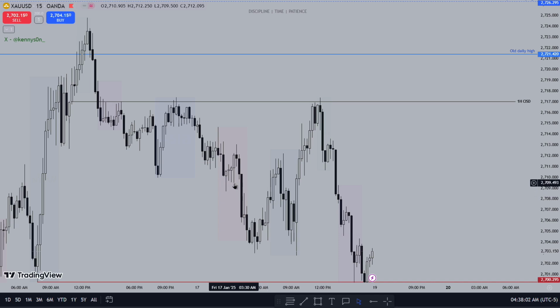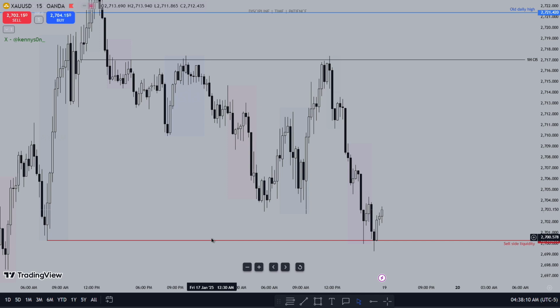So I'm just gonna sit on my hands. I don't know how far London is gonna go, but all I know is that it's not gonna take out this low. And even if it does take out this low, I'm not gonna beat myself up about it, because if I become frustrated, it's going to interrupt my trading process, the process of making money from the market.